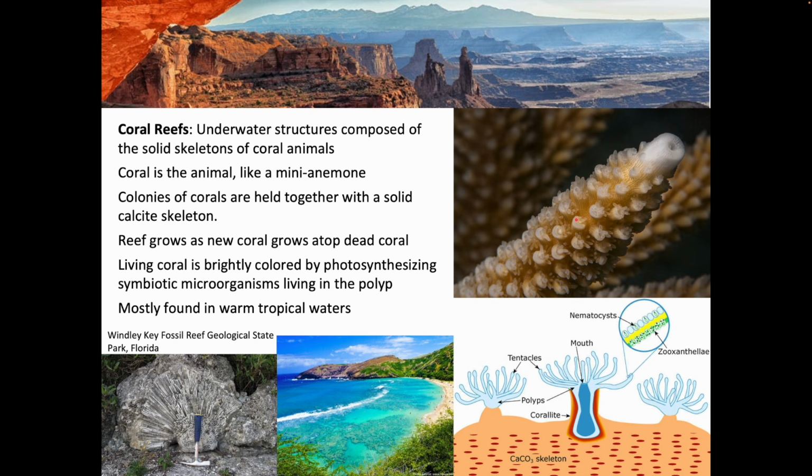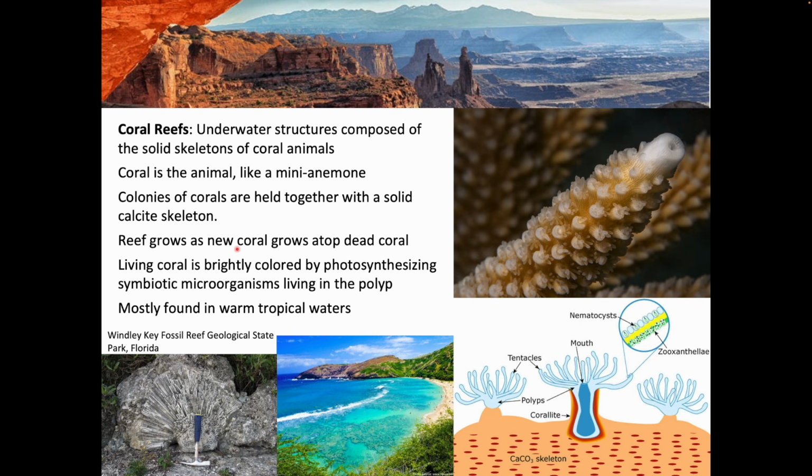We can see all of these individual animals called polyps, and we can see one of these close-up in the lower right. It's very similar to an anemone, where it has tentacles, a mouth, and basically a stomach, and very few other parts. The colonies of corals are held together with a solid calcite skeleton. So as these polyps grow, they deposit layers of corallite or calcite around their base and sides. And the reef grows as more and more polyps grow and live and deposit calcite over time.